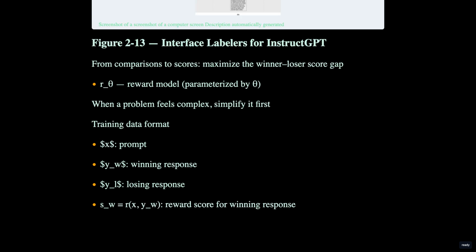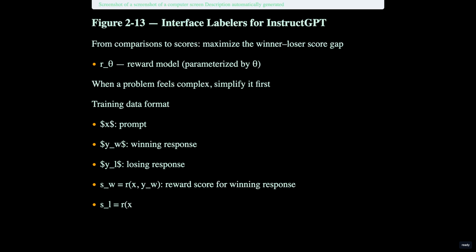S_W is the single scalar produced by the reward model when it evaluates the input X together with the chosen reply Y_W. This score is what we use to compare and rank candidate responses. It gives a quantitative measure of how good the winning reply is according to the reward model. S_L denotes the scalar score the reward model assigns to the losing candidate in a comparison.